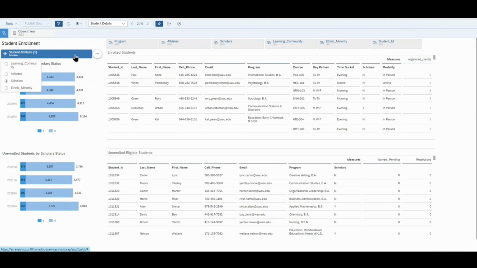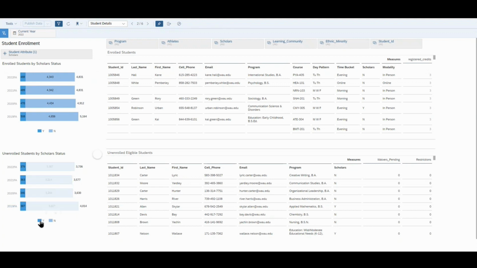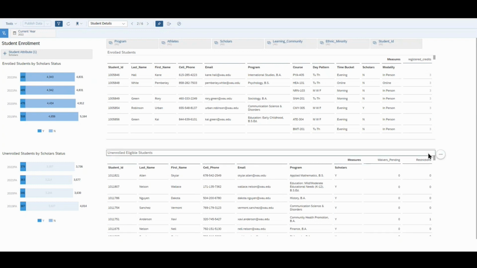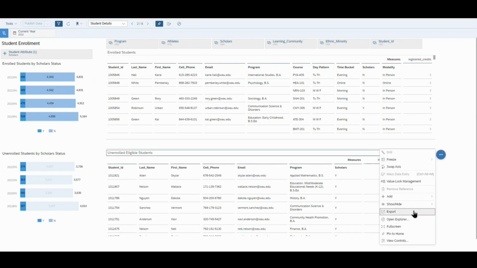In this example, we configured the dashboard to focus on students by academic or cohorted programs and to support outreach to student groups such as athletes or ethnic minorities. Interacting with the dashboard, we can quickly identify students, such as those scholars who are not yet enrolled, and export their contact information for further outreach.